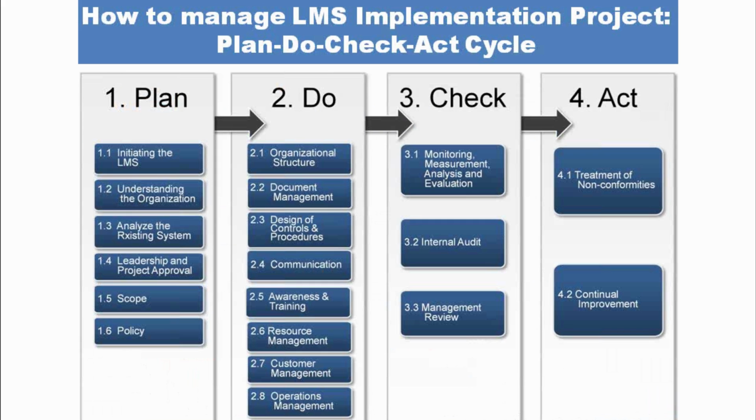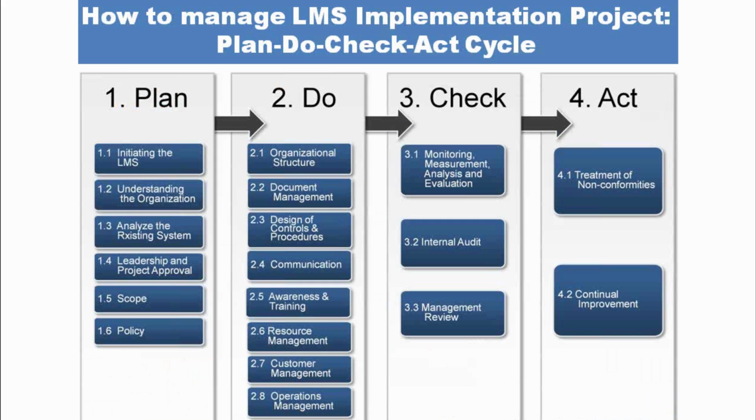Under the plan. We've talked about almost most of these already. Initiating the organization, analyze the existing system, and the policy. These are basically things you do before you implement your management system. And then do organizational management. These are very broad topics. We talked about documentation already, a clause. Communication, training, management, customer management, operation management. These are the things you do.